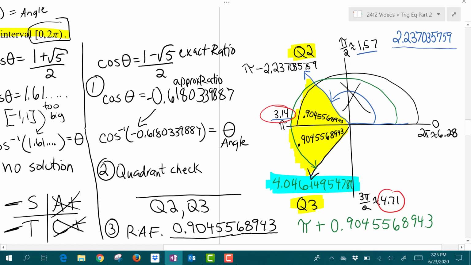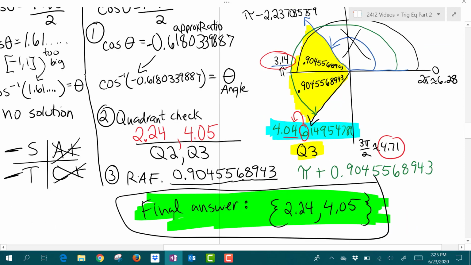So what are our two solutions? Our two solutions are the quadrant 2 angle. We're going to round to the nearest two decimal places here. So 2.24 from quadrant 2 and 4.0, rounding to the nearest two decimal places, that would round up to a 5. So 4.05 for that quadrant 3 angle solution. Alright, so our final answer here in the solution set brackets would be 2.24 and 4.05.